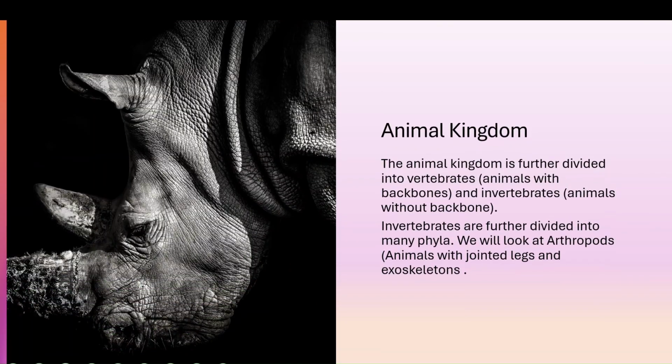So let's look at the animal kingdom in detail. The animal kingdom is further divided into vertebrates, animals with a backbone, and invertebrates, animals without a backbone. Invertebrates are then further divided into many phyla. And we'll look at arthropods, animals with jointed legs and exoskeletons.